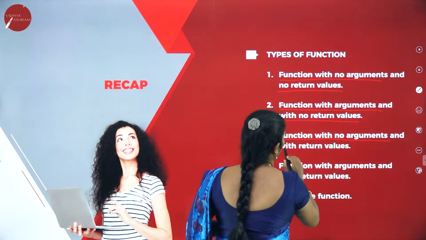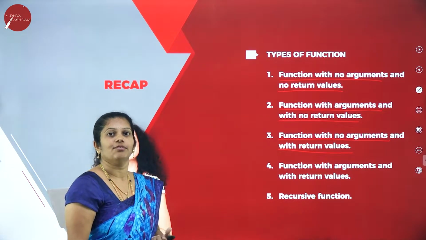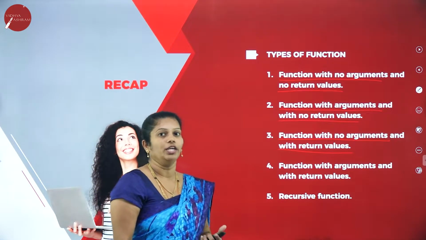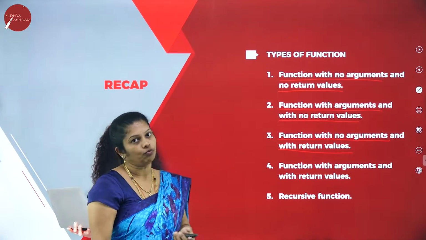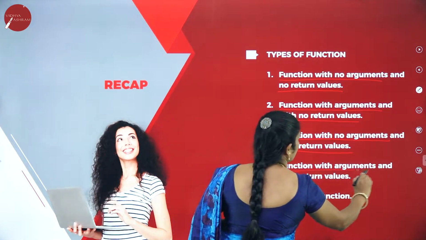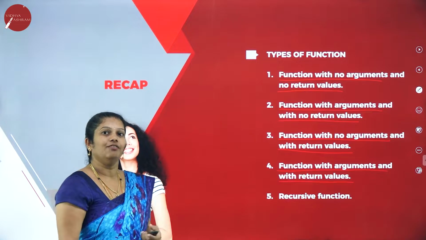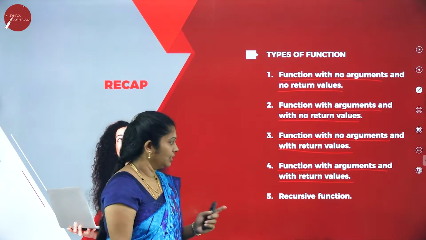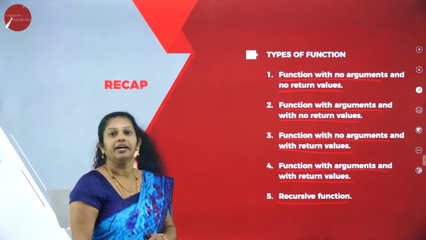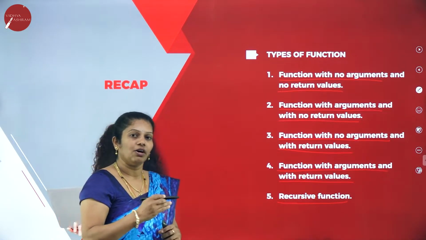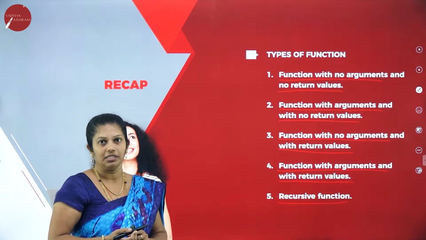Functions with no argument and with return value. There is no transfer of data from function 1 to function 2, but there will be a return value from function 2 to function 1. Then functions with argument and with return value. Here, arguments are passed in both directions. And the last one is the recursive function. Recursive is nothing but repetition. Here, the function will execute again and again. Regarding that, you have studied in the previous session.